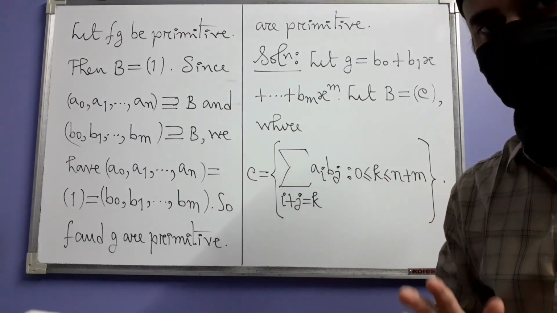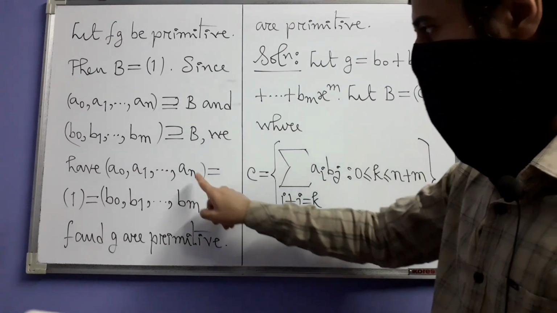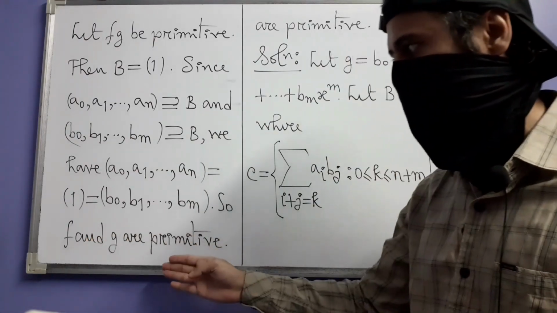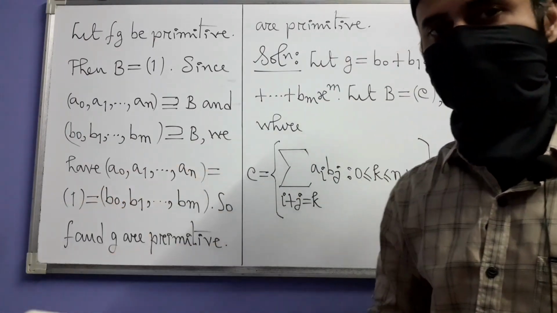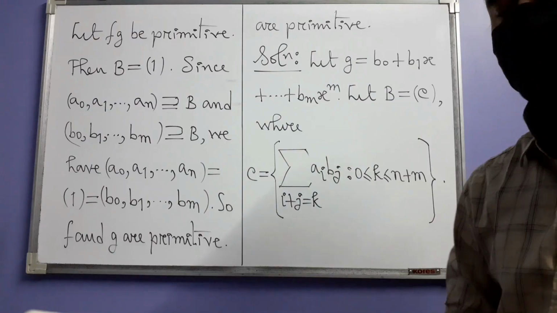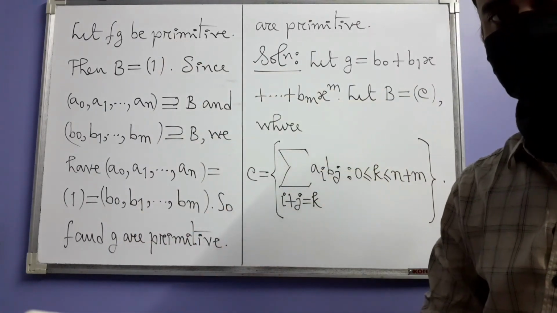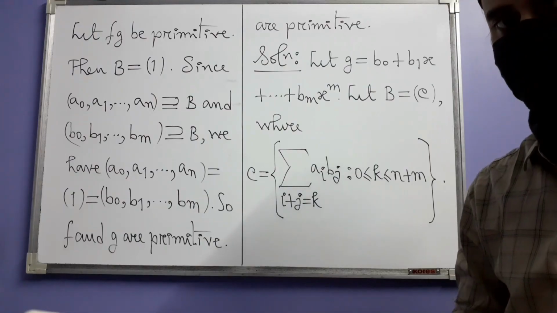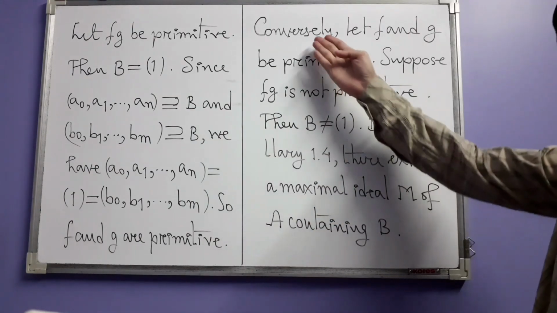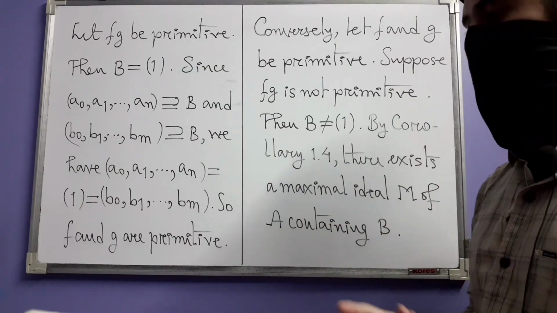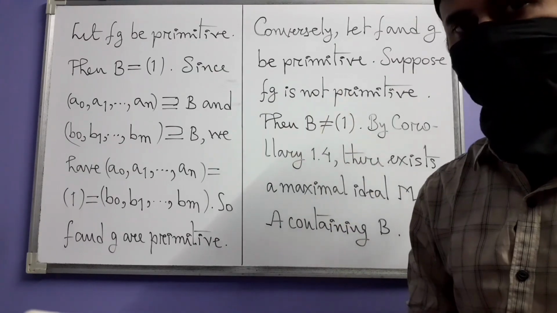And that is why, by definition of primitivity, because this is equal to 1, the polynomial f is primitive, and because this is equal to 1, g is also primitive. So we have proved that if fg is primitive, then f and g are both primitive. And now we have to prove the converse. So conversely, let f and g be primitive, and now our aim is to prove that fg is primitive.